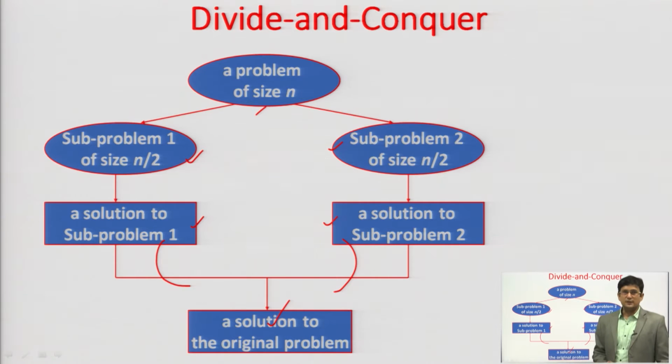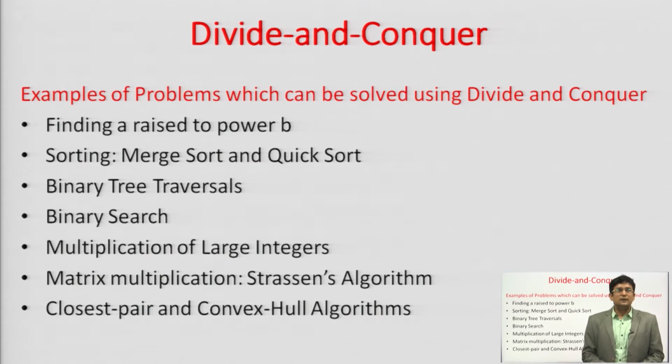Now, there are some of the classical problems which can be solved using the divide and conquer mechanism. We have listed these in the earlier lectures also. Just have a quick recap of those problems which can be solved using the divide and conquer. Finding a raised to the power b, wherein the number of multiplications were reduced in case we solve this problem using the divide and conquer.